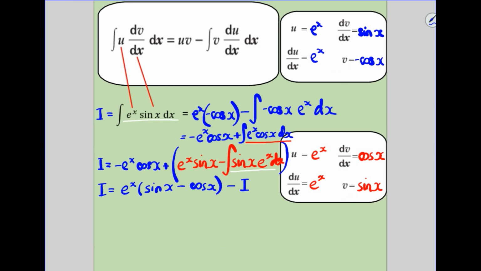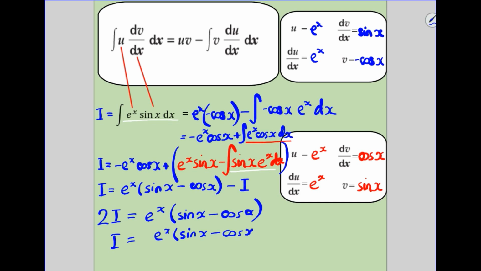Look carefully how we did this. Now add I to both sides, and we're getting closer to our answer. 2I is e to the x multiplied by sine x minus cos x, and I will simply be half of that expression. Don't forget the c.